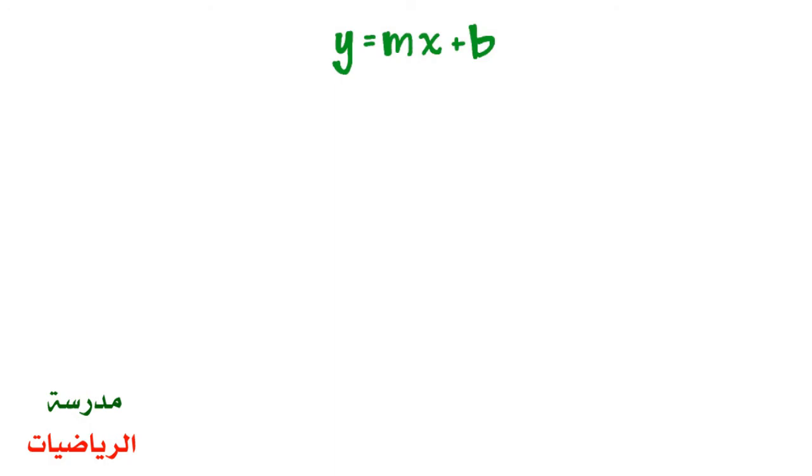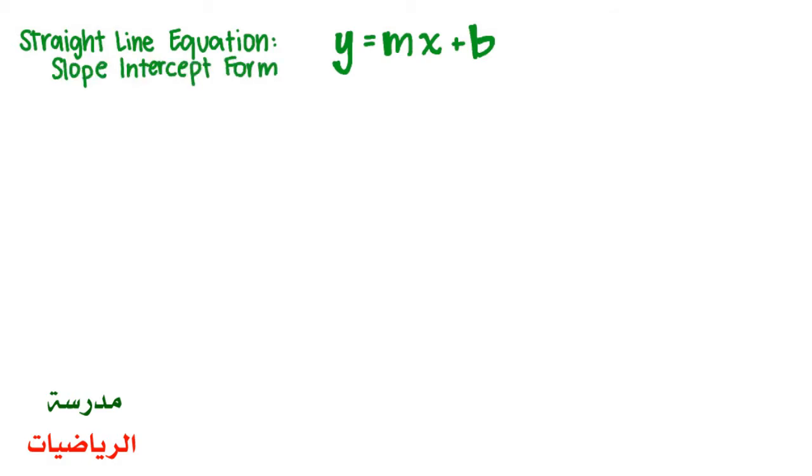y equals mx plus b is a general form for a straight line equation, and in particular we call this the slope-intercept form. In this form, the coefficient of x, the m variable, is the slope, and b equals the y-intercept, the place where this function crosses the y-axis.